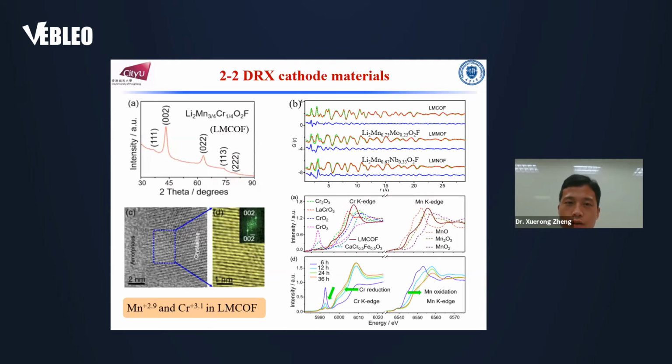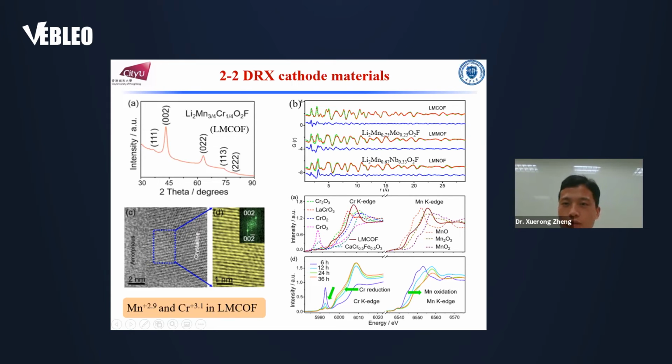But here we synthesized a new kind of disordered rock salt, and we use manganese and chromium as transition metals. We use chromium 6+ oxide as the precursor, and manganese 2+ as a precursor for ball milling for about 50 hours. And then we can find that there are many amorphous structures in these materials. This is very different from other disordered rock salts.